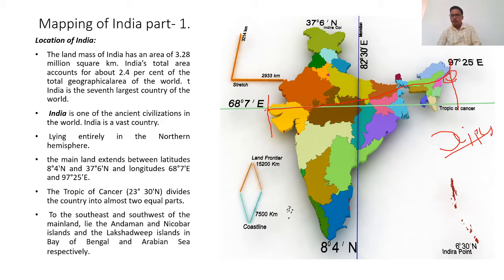Here would be the junction of Myanmar, China and India. So from here the variation would be around 30 degrees. What would be the variation? It would be around 30 degree variation.